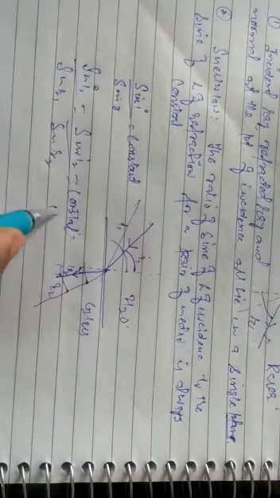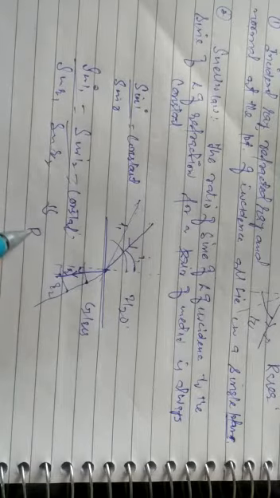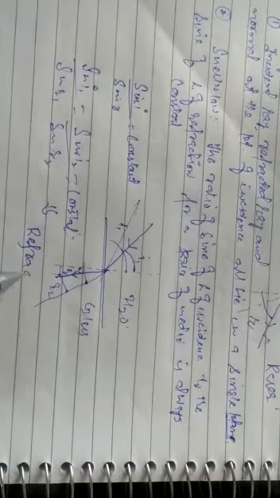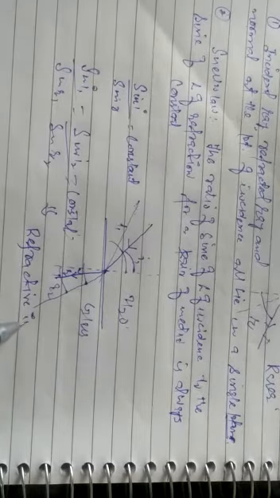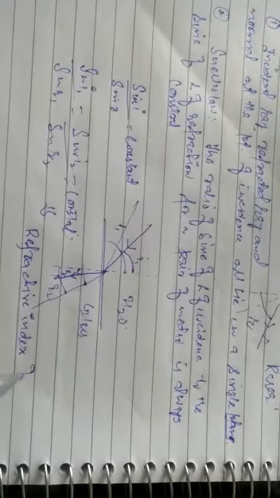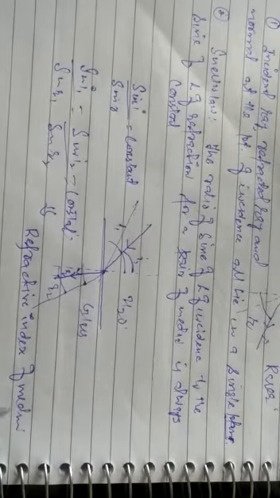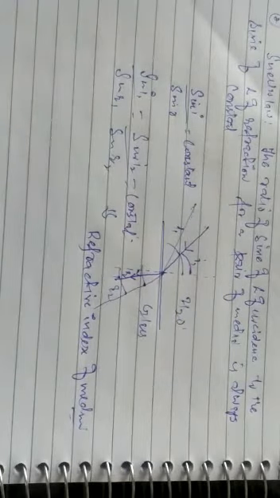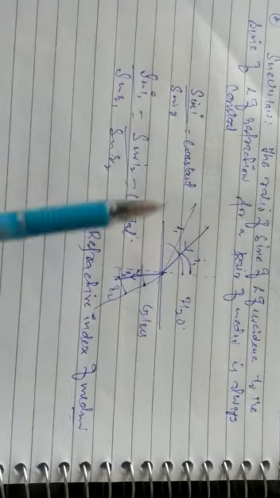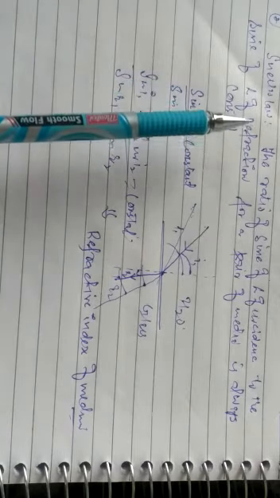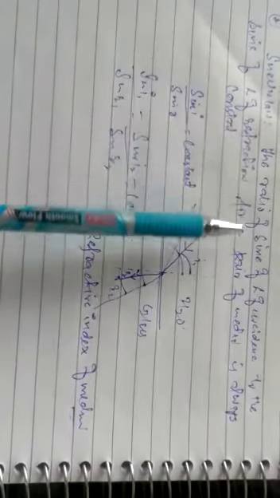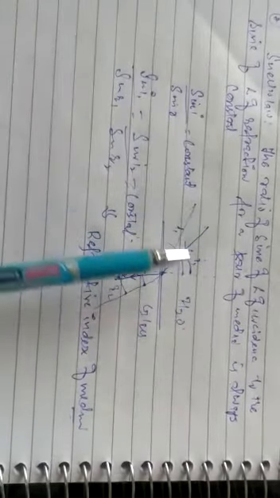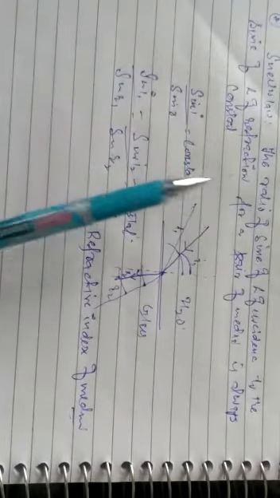And this constant gives the refractive index of the medium. The refractive index tells us how much the ray of light has bent when going from one medium to another. So, Snell's law, which is sometimes asked, is defined as: the ratio of the sine of the angle of incidence to the sine of the angle of refraction for a pair of media is always constant.